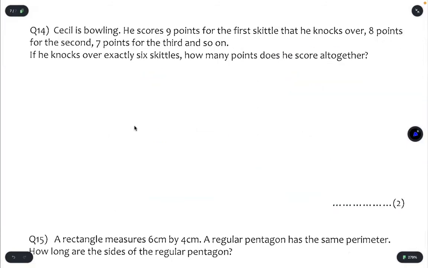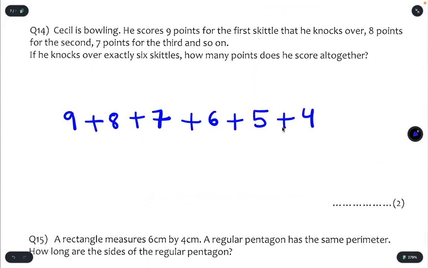Cecil is bowling. He scores 9 points for the first skittle that he knocks over, 8 points for the second, 7 points for the third, and so on. If he knocks over exactly 6 skittles, how many points does he score altogether? Well, if he's knocking over 6 skittles, then that means that there are going to be 6 numbers, and we're descending from the number 9, going 9, 8, 7, etc., going 1 down every time. So we're going to have 9 plus 8 plus 7. We've done 3 so far. He does 6 altogether. So 9 plus 8 plus 7 plus 6 plus 5 plus 4. That means we've got 6 numbers in total.